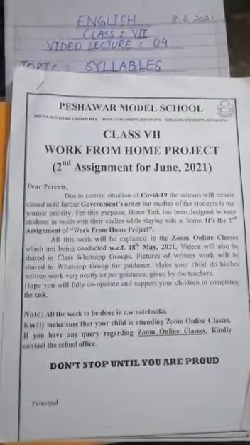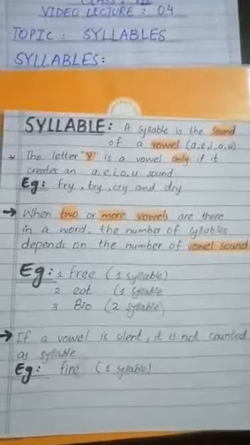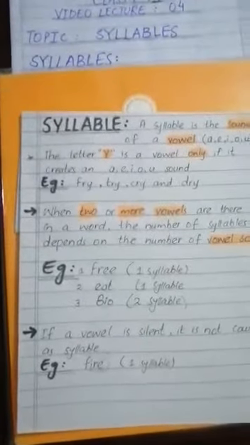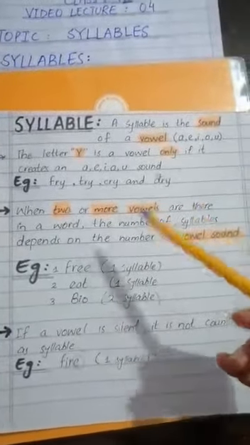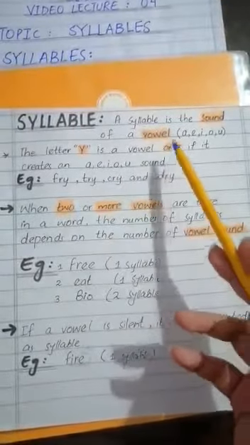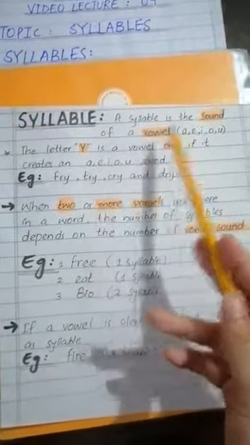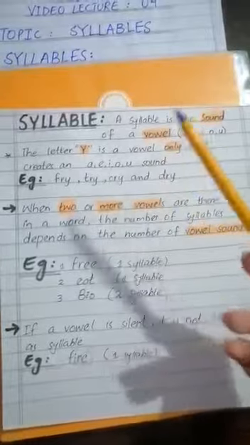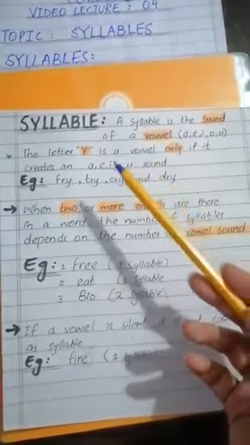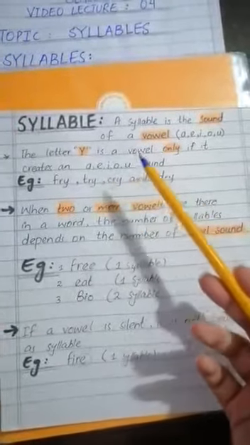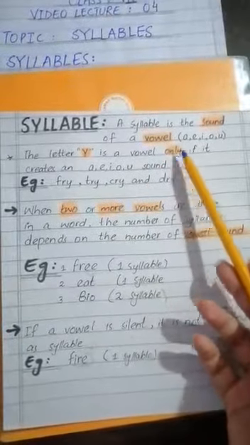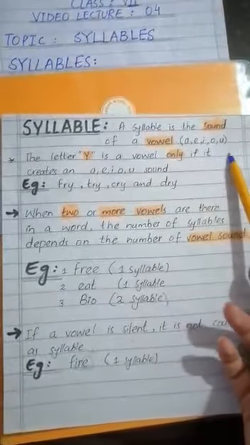So starting our topic. Our topic of the day is syllable. Now, what is a syllable? A syllable is a sound of a vowel. Means it is not a vowel, it is a sound of a vowel. What are vowels? A, E, I, O, U.